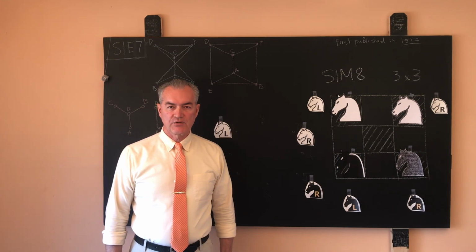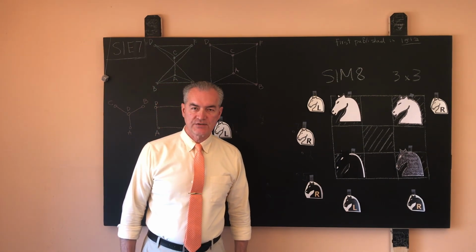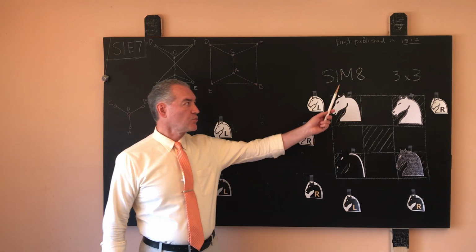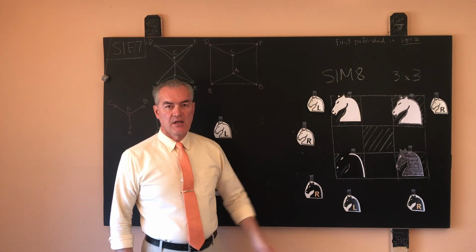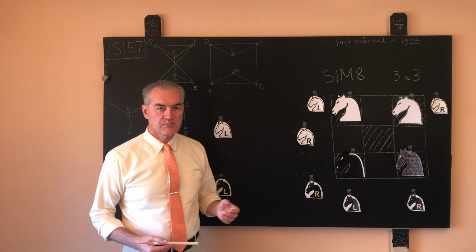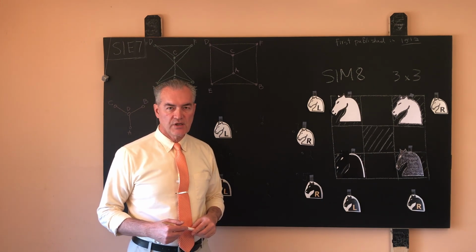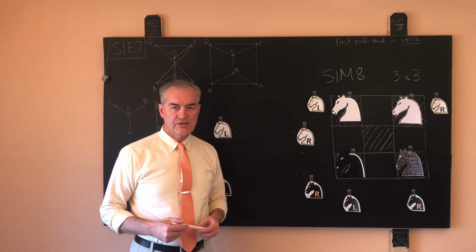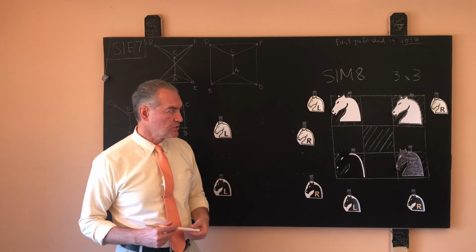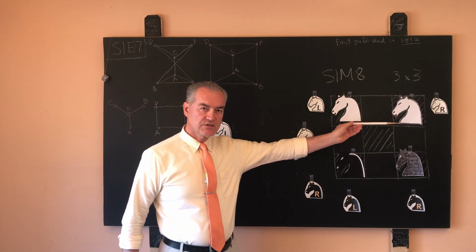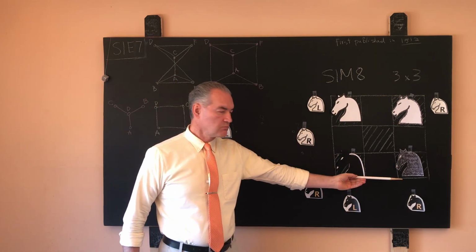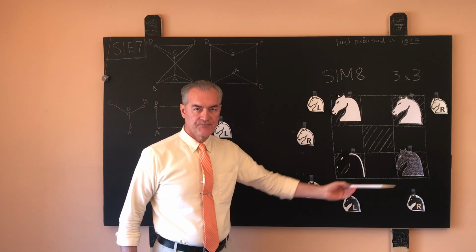In the final segment of this episode, we will dissect the solution of the problem S1M8. As a reminder, in this problem, we're given a 3x3 chess board and we're given two pairs of chess knights of opposing colors. For example, we're given two white chess knights and two black chess knights.